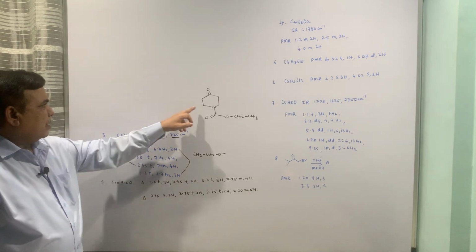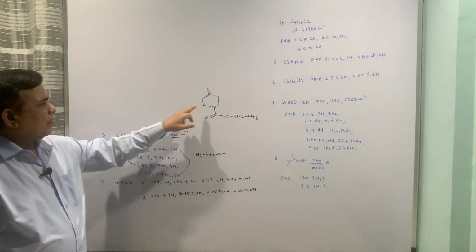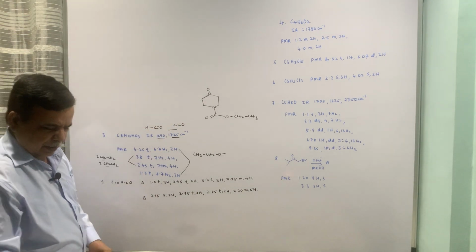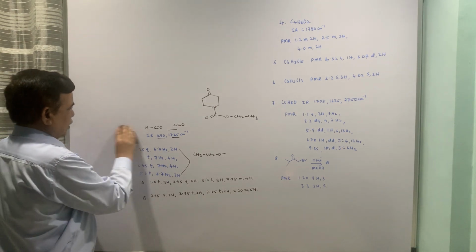3.8 is this CH2 and 2.45 is next to carbonyl. So that is the distribution amongst the methylene groups.